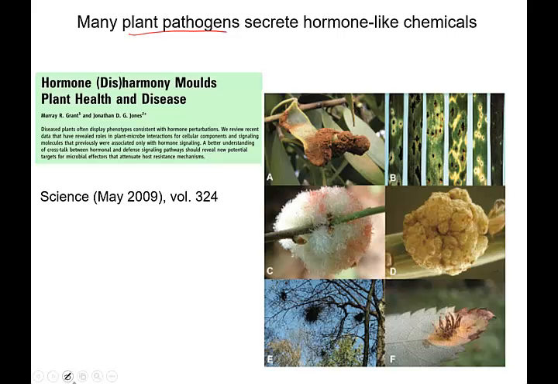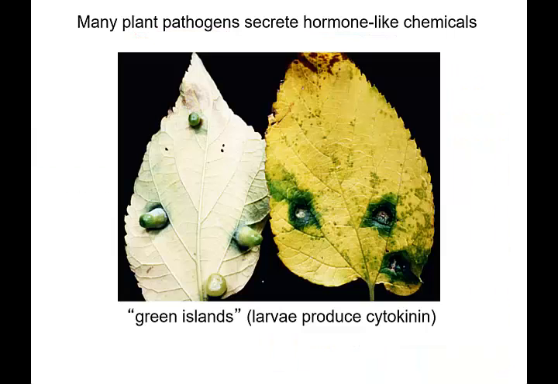Now, one thing that's interesting is that there are many plant pathogens who, as part of their infection of the plant, secrete hormone-like chemicals. So they mimic plant hormones. And here in these pictures, you can see a lot of kind of crazy examples of plant growth. These are all cases where a pathogen infected, secreted a hormone, and really influenced the way the plant grows and develops. We've seen one example of this already.